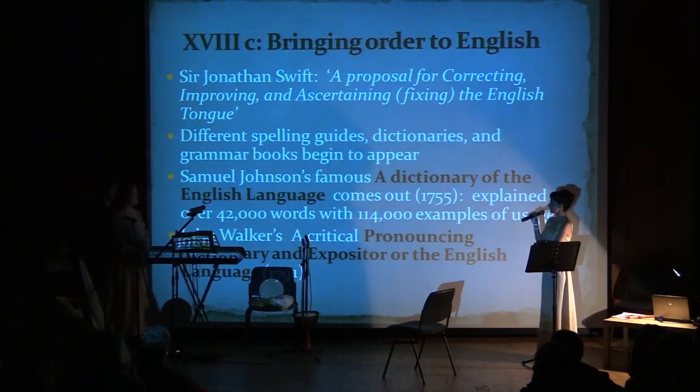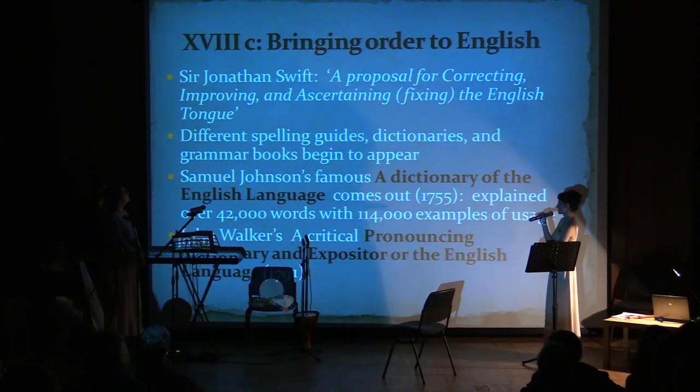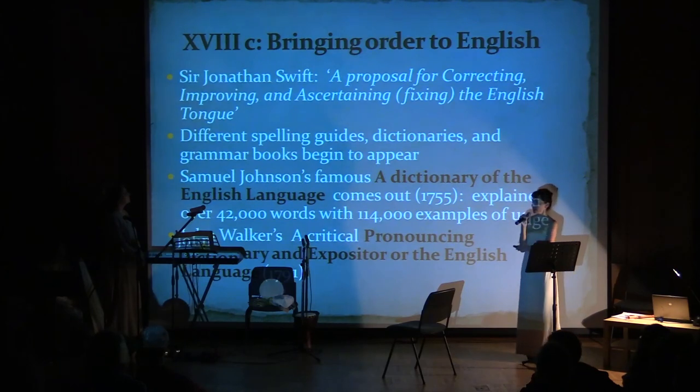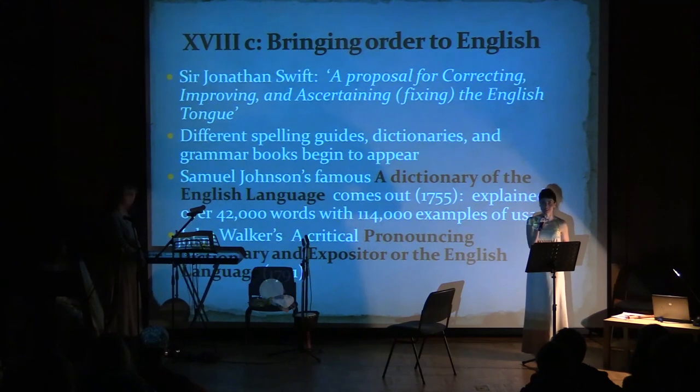Another interesting book that was published at that time was a critical pronouncing dictionary and expositor of the English language. This is when the dictionary suggested as a standard of pronunciation the aristocratic London dialect. And this is when many people began to feel at a disadvantage: people from the provinces, the regions, speaking dialects. And this carried on for almost two centuries, in fact.